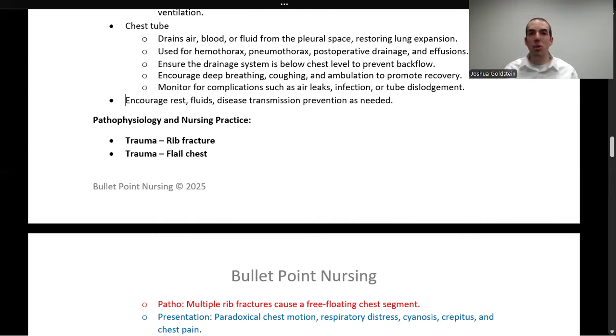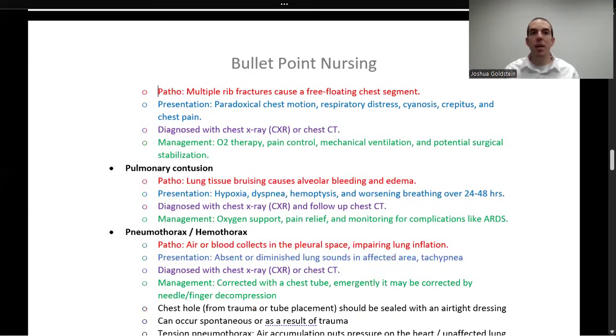Obviously, it's going to have respiratory distress because they just had major chest trauma. It can have cyanosis because chest trauma can impair O2. It can have crepitus, which is the sounds of two bones rubbing against each other. That's definitely part of the patho of this. And obviously chest pain because that's pretty painful in their chest.